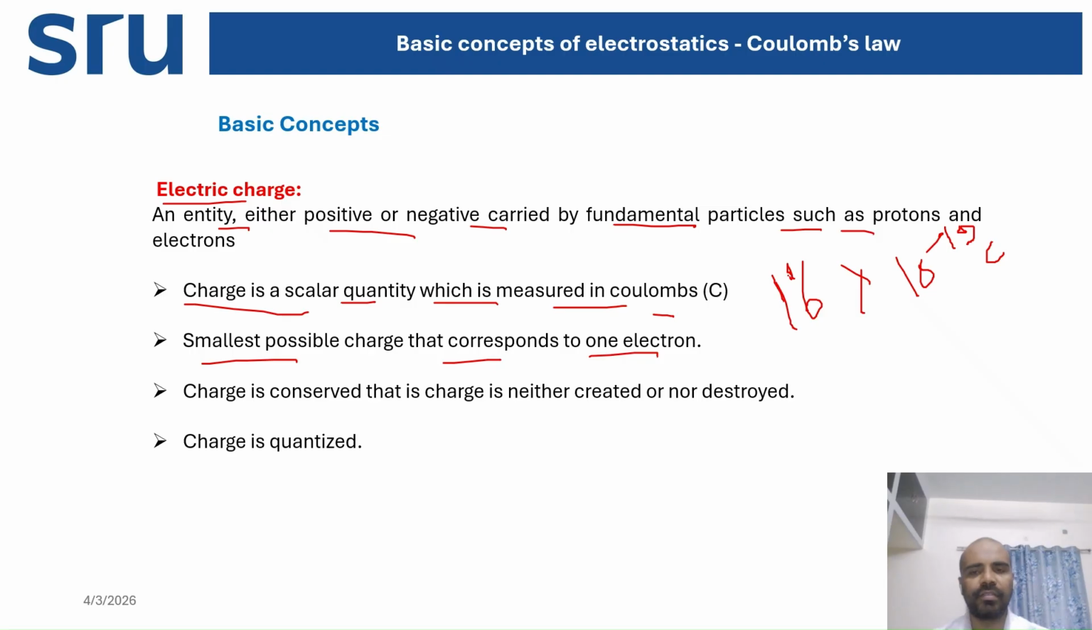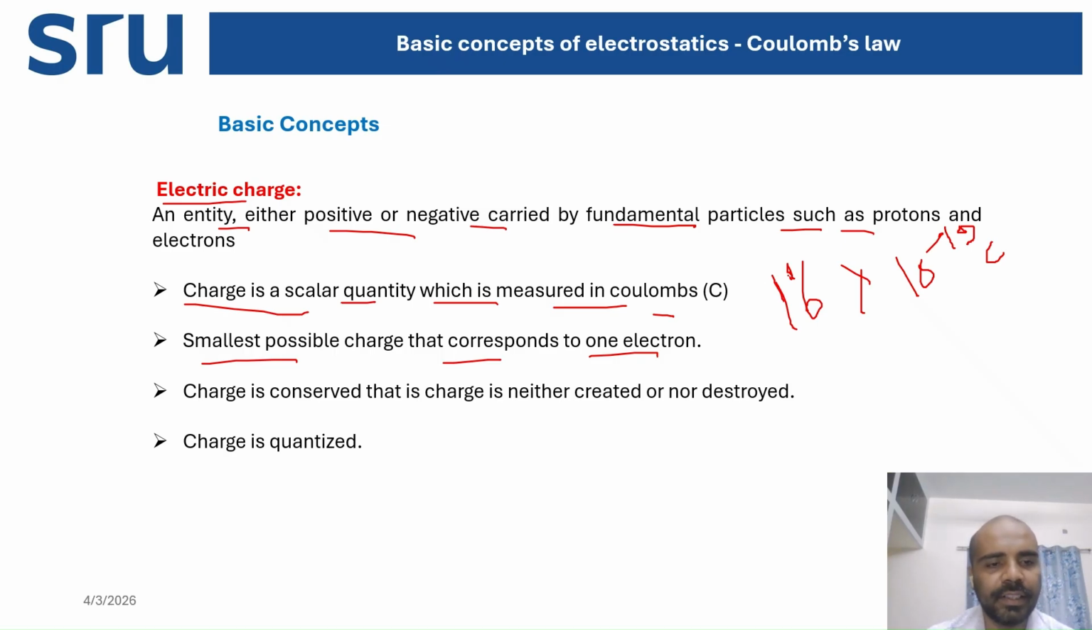One electronic charge is positive for proton and for electron it is negative, and the magnitude is 1.6 into 10 to the power minus 19 coulomb, right? This is the smallest possible electronic charge which corresponds to one electron, right? And this smallest possible value of charge can transfer, right, which is equal to 1.6 into 10 to the power minus 19 coulomb.